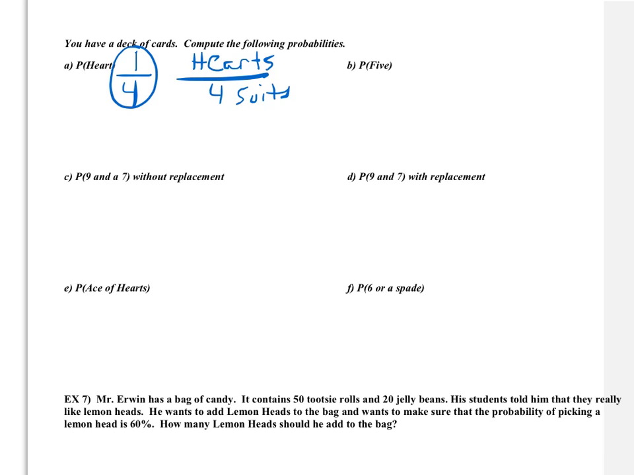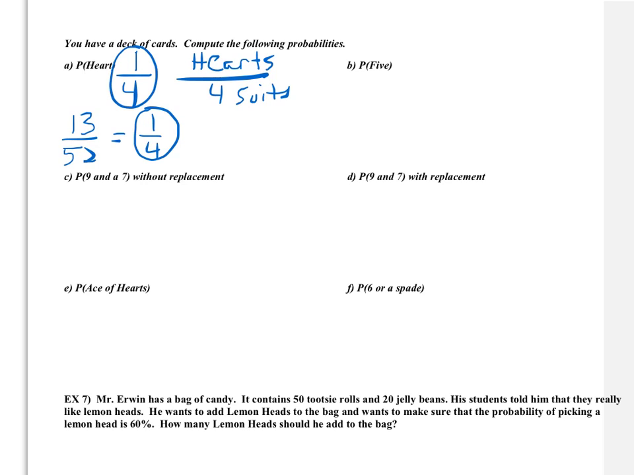Now, you could also think of it a different way. You could say, I know there are 13 different hearts in the deck of cards out of 52 total. And if you reduce this fraction on your calculator or by hand, that's still going to reduce to 1/4.